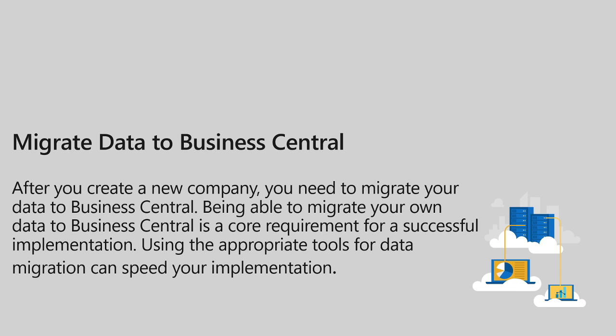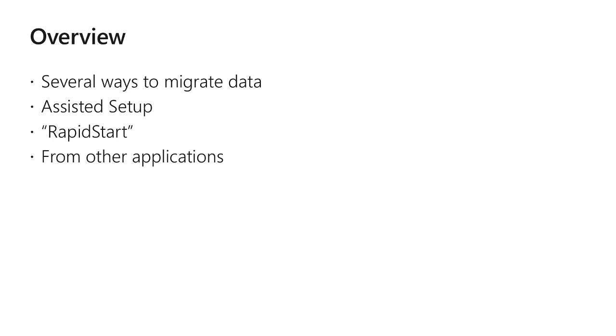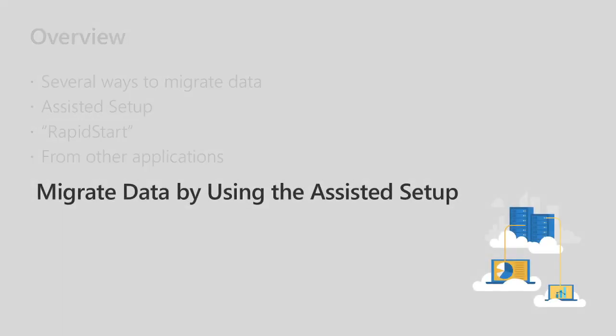Using the appropriate tools for data migration can speed up your implementation. So in this, we are going to talk about rapid start, configuration package, and how to copy data. There are several ways to migrate data: assisted setup, rapid start, and from other applications. There are certain applications like QuickBooks, and I think for that extensions are available, and those can be copied directly into Business Central.